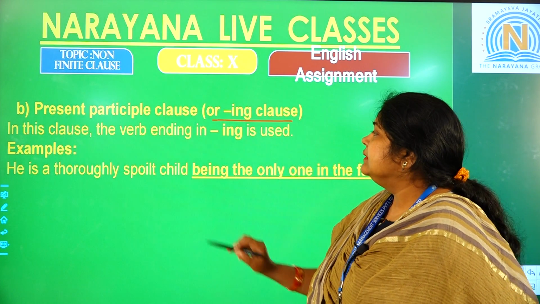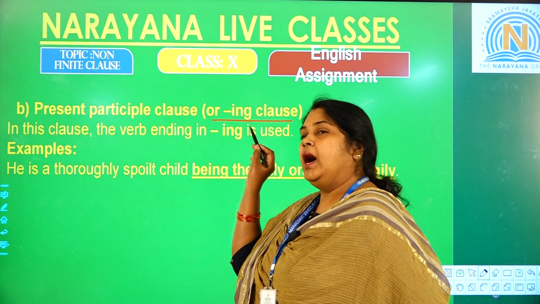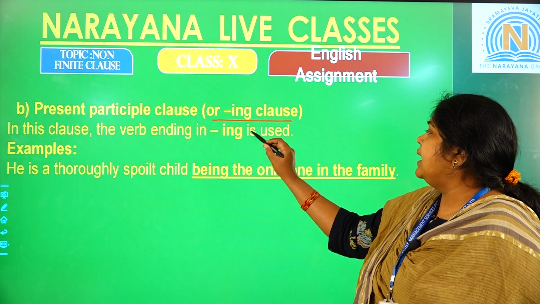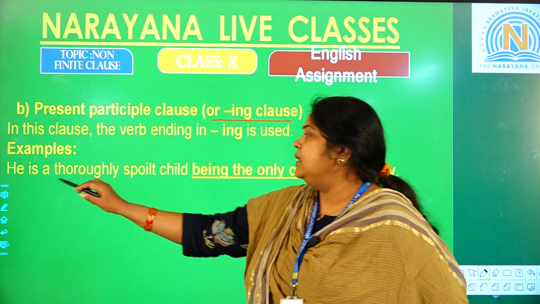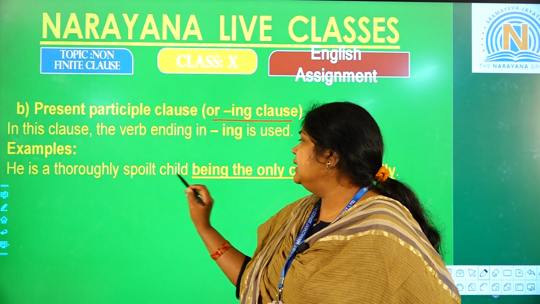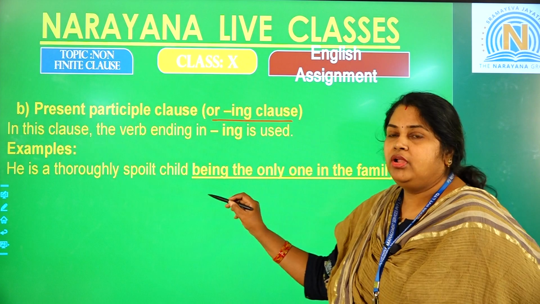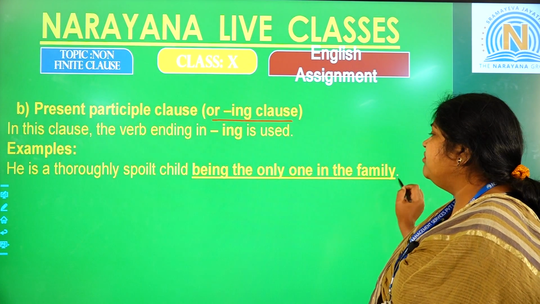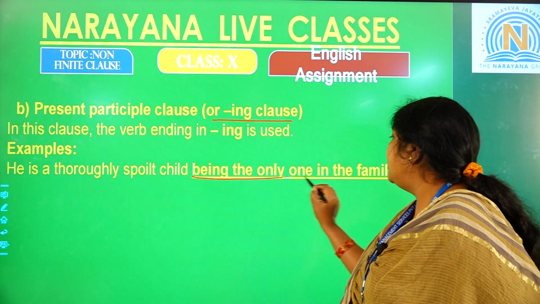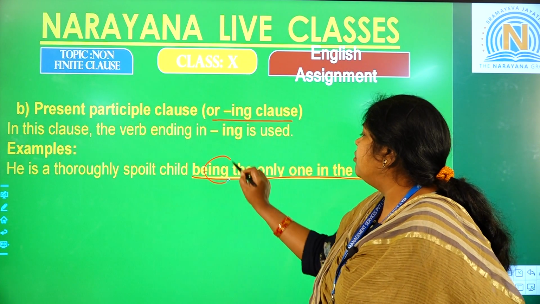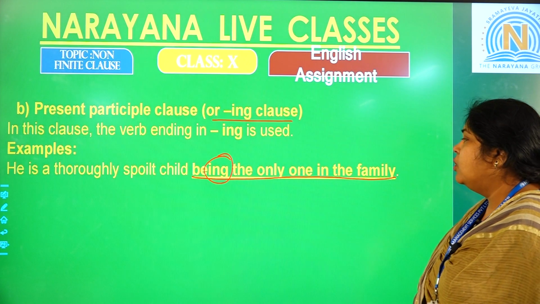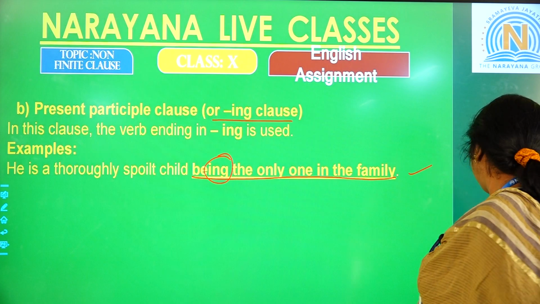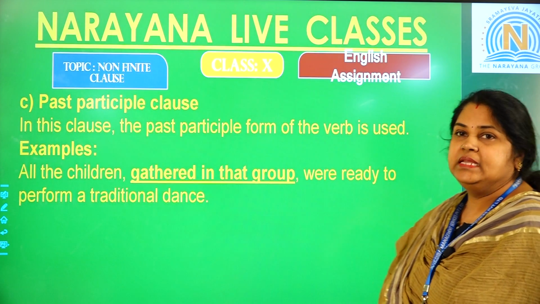Next is the present participle clause, or we can also say the -ing form clause. In this case, the verb ending in -ing is used. For example, he is a thoroughly spoiled child, being the only one in the family. Being the only one in the family, this is the -ing form. So this is an example of present participle.